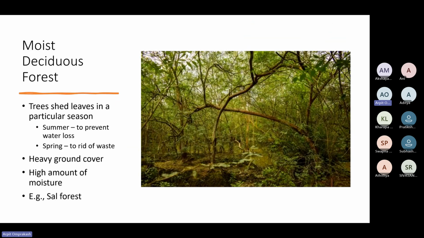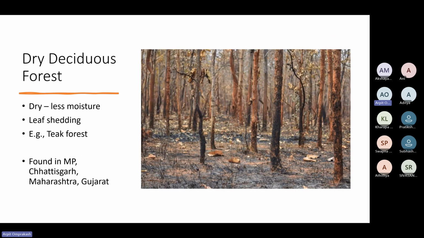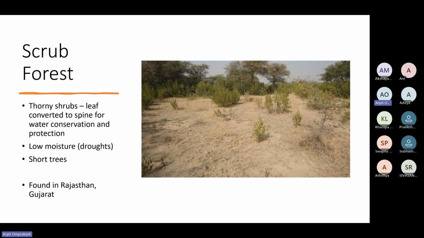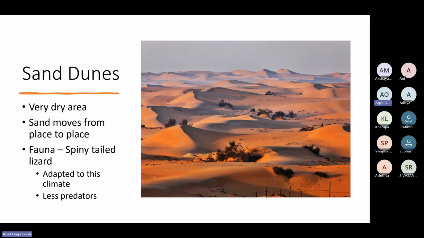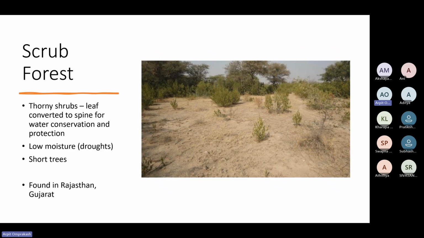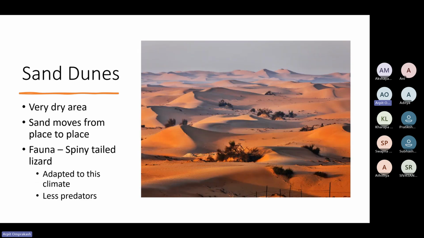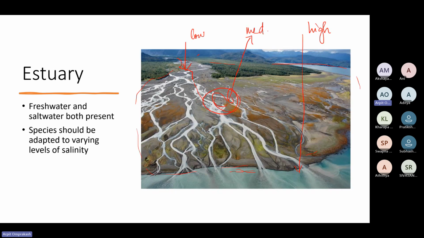We have moist deciduous forests, so very high humidity areas where trees shed their leaves. We have dry deciduous forests, where it's slightly drier and trees shed their leaves through a season. Then we have scrub forests, which are much drier areas, which support only thorny scrubs or shrubs. We have sand dunes, which are extremely dry areas with only moving sand. We have estuaries, which are very fertile lands where rivers and seas meet.